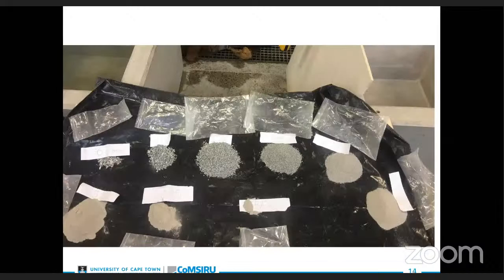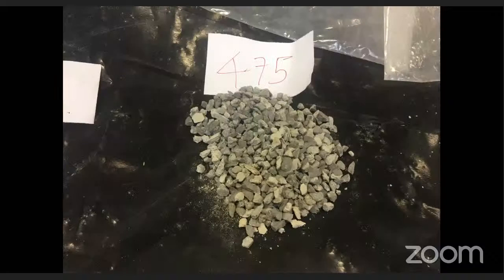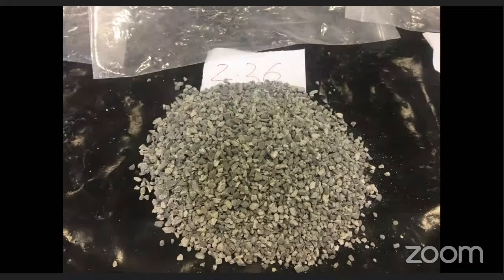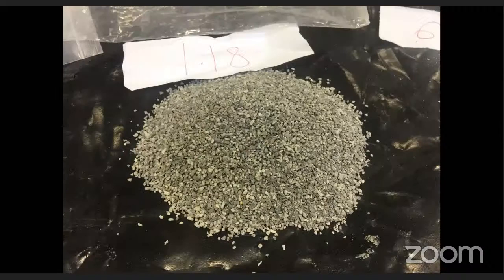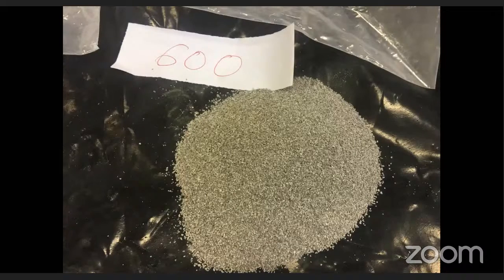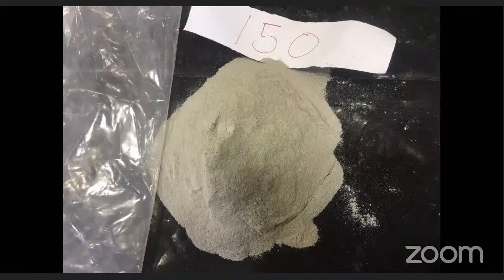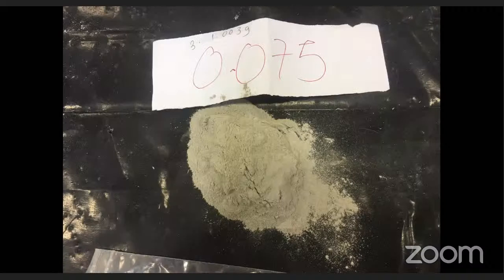Now, these are just some of the pictures from when I was doing my particle size distribution. This is a picture of my material retained at the 4.75 millimeter sieve. This is my 2.36 millimeter sieve, also retained at 1.18 millimeter sieve, 0.6 millimeter, 0.3 millimeter, 0.15, and 0.07 millimeter sieve.